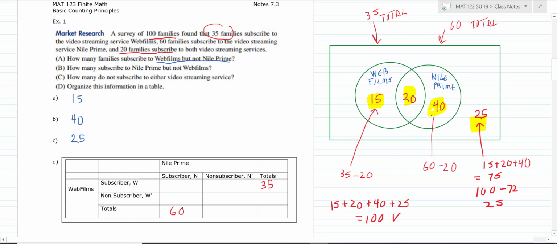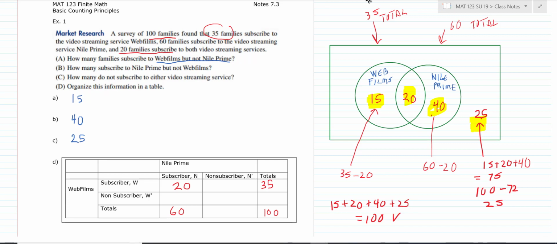Okay, and then basically it would go like this. This would be a subscriber of both. You subscribe to Web Films and Nile Prime at the same time. So that would be the 20 there. Okay, and then from here we have a grand total of 100. So that would go there. So basically, this row should add up to 35, that column should add up to 60, and then if we fill in the rest of this stuff, we should be able to do that then.